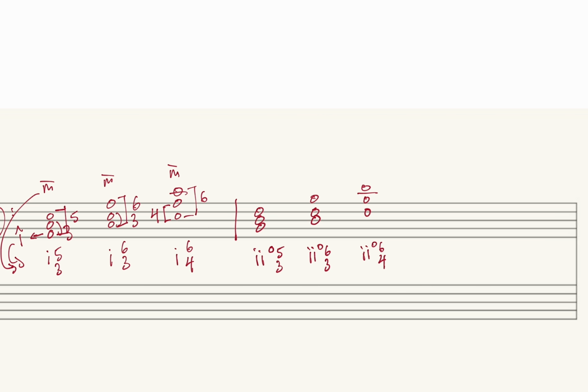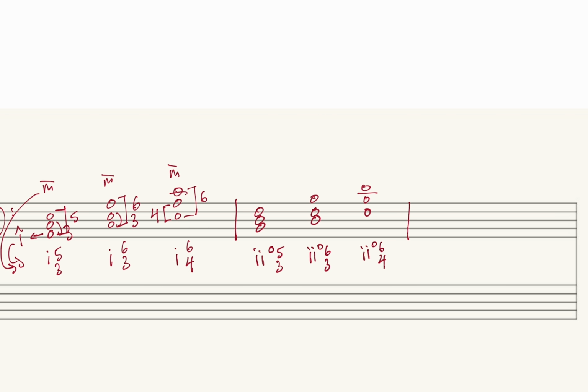Okay, because these figures 5, 3, 6, 3, 6, 4 just indicate the interval sizes above the given bass, the lowest note in the texture. Okay, that's it. Now before we continue with anything, it's important to note, again no pun intended, that all of these figures are not required in music analysis and music theory analysis.